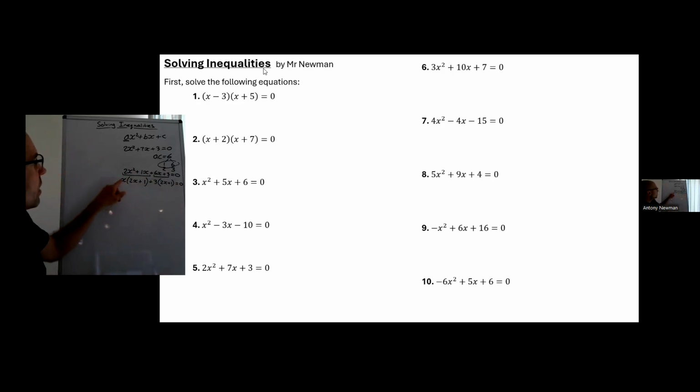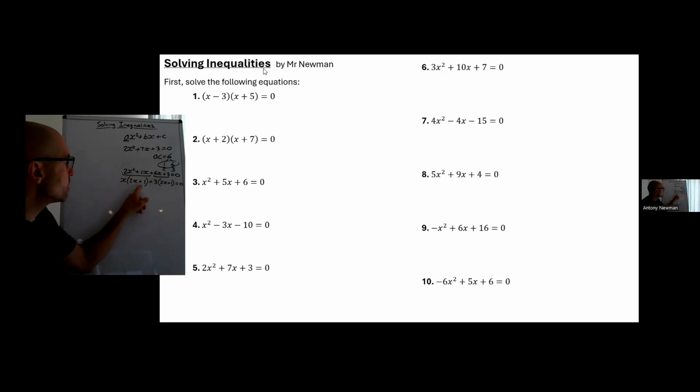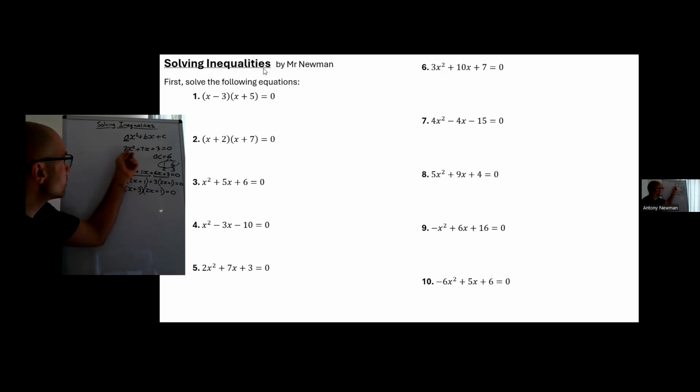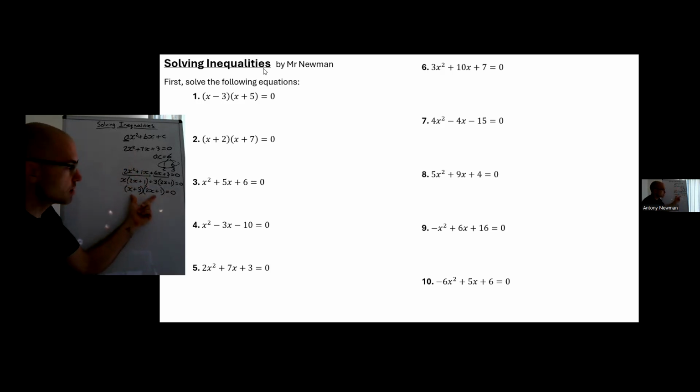And what we'll see is we have x multiplied by 2x plus 1, and we have 3 multiplied by 2x plus 1. So we have, essentially, an x plus 3, both multiplied by 2x plus 1. And we can write that as, in brackets, x plus 3, both multiplied by 2x plus 1. And that equals 0. So we have now factorized that fully. We factorized this expression into 2 brackets. Now we're going to solve, because we're solving equations.